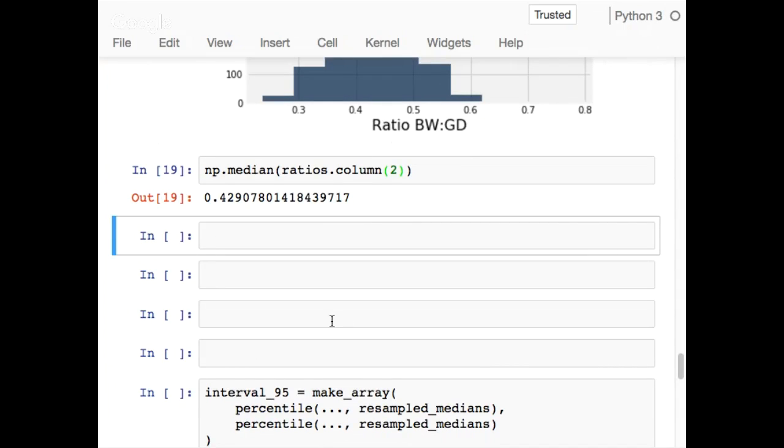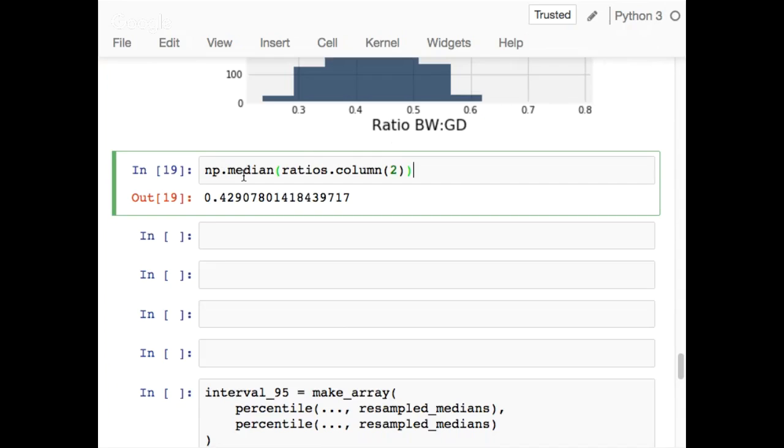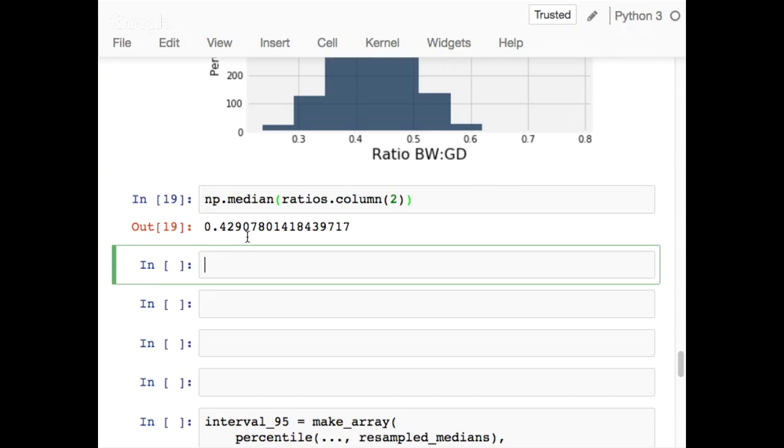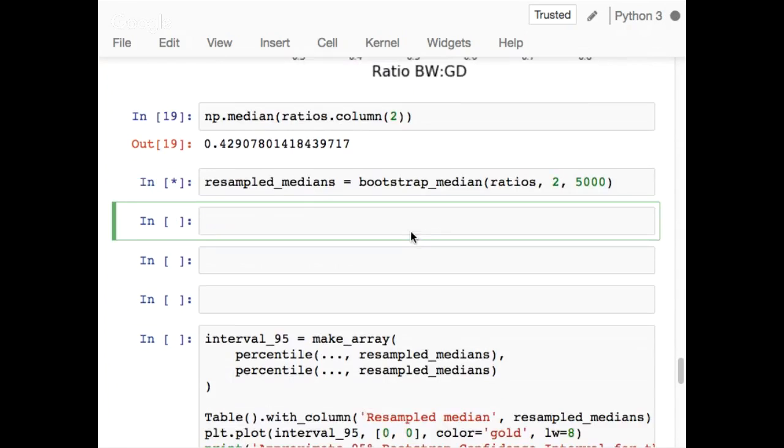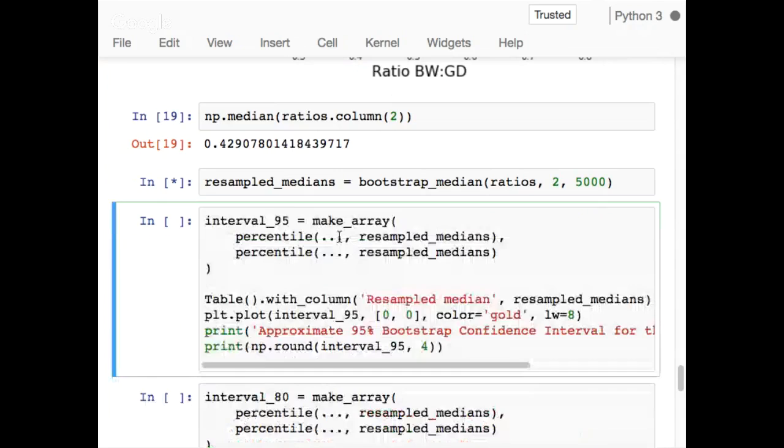Okay. So in either case, I'm going to take that ratio and bootstrap it. All right. So conveniently enough, I have this method called bootstrap median. I pass in my table, pass in which column I want to bootstrap. I want to bootstrap that thing 5,000 times. I can call it resampled medians. Okay, run that. Now what I can do is take the middle 95% of those medians.